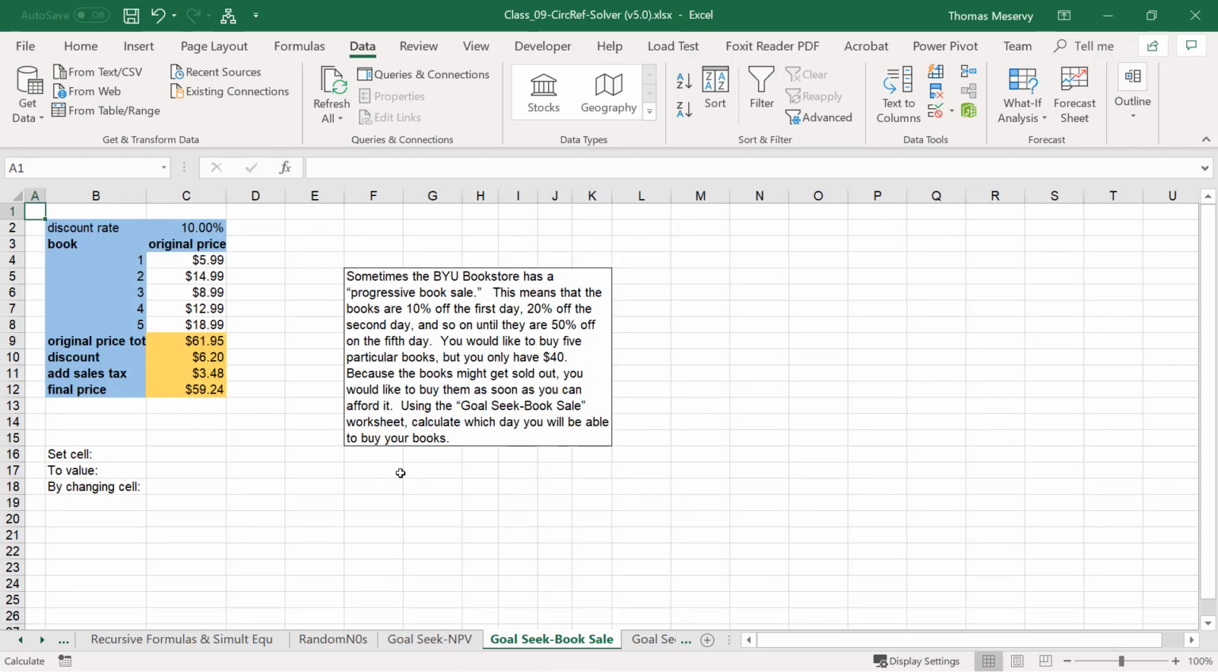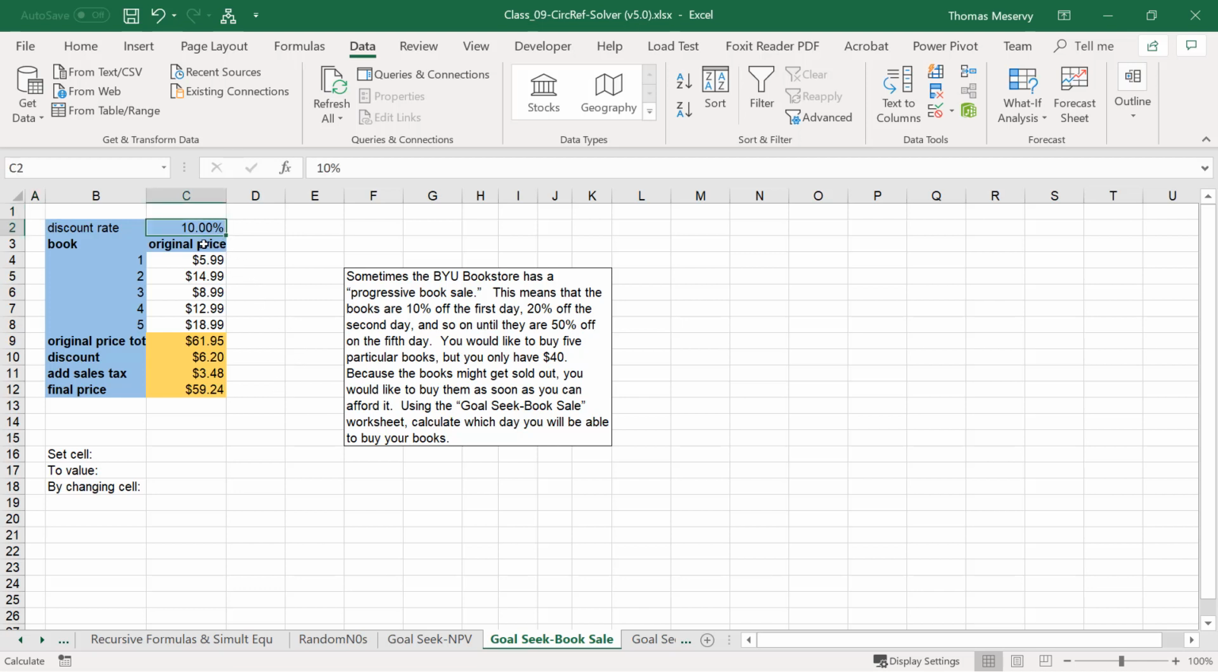Okay, sometimes the BYU bookstore has a progressive book sale. This means that the books are 10% off the first day, 20% off the second, and so on until they're 50% off on the 5th day. You would really like to buy 5 particular books, but you only have $40. Because the books might get sold out, you would like to buy them as soon as you can afford it. So we want to use GoalSeek to solve this problem.